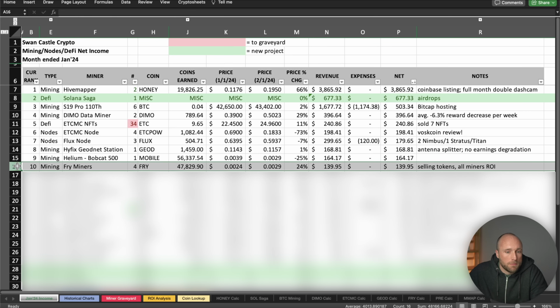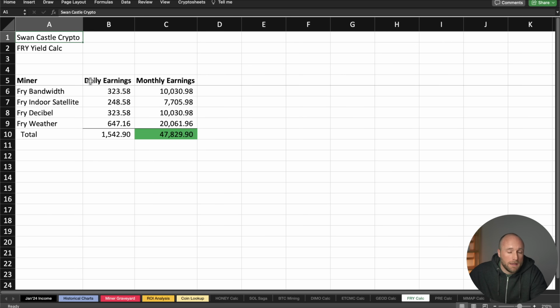Number 10 are my Fry miners. I have four of these. I have their high-end weather miner, their bandwidth miner, their indoor satellite miner, and then their indoor decibel miner. If we go over to the Fry calc tab, here are my daily earnings for each of these in terms of Fry tokens.